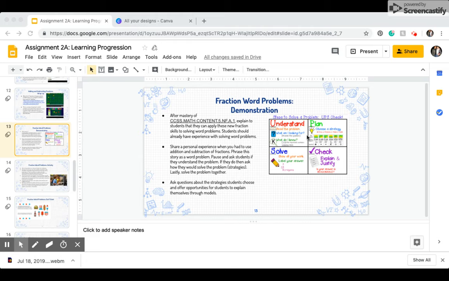That is such a big deal, especially when you consider the standards for mathematical practice. Anytime that you can incorporate modeling with math is key. This demonstration also pulls on other standards for mathematical practice. First, making sense of problems and persevering in solving them.